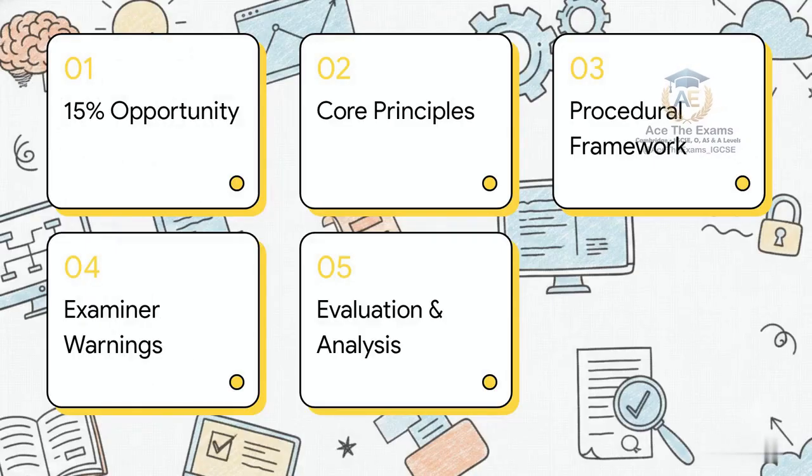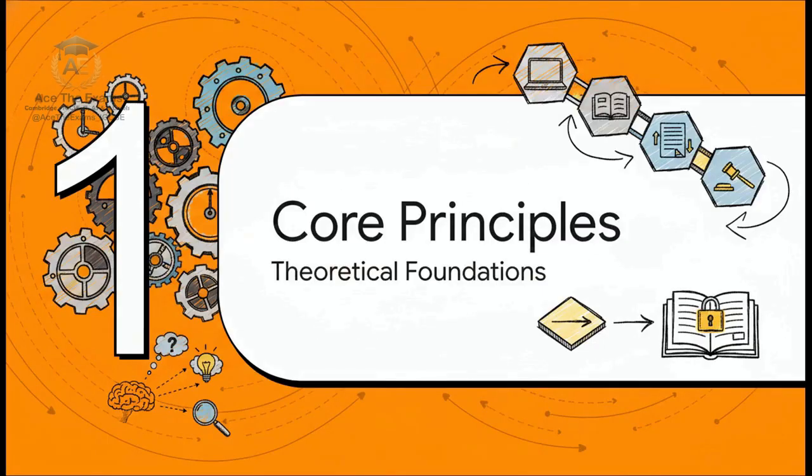To secure those marks, here is our fight plan for today. First, the 15% opportunity. Second, the core theoretical principles. Third, the procedural framework you must use. Fourth, critical examiner warnings. And finally, evaluation and analysis. Let's start with Section 1, Core Theoretical Principles.